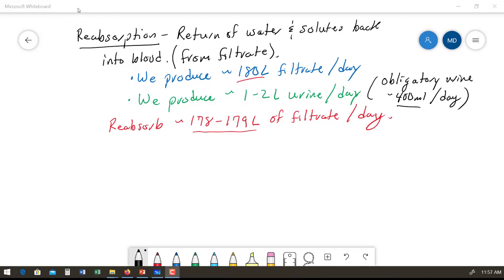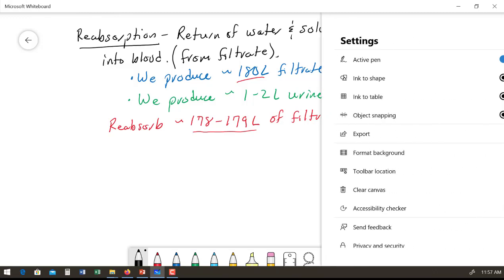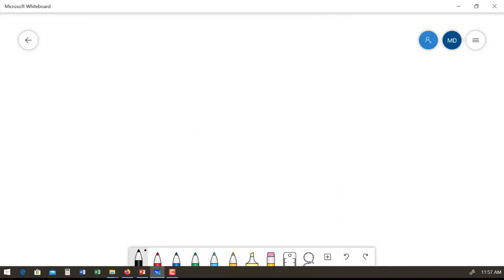So let's talk about where reabsorption takes place within the nephron. It actually takes place throughout all the tubules of the nephron. But here I'm going to focus for today on the proximal convoluted tubule reabsorption.